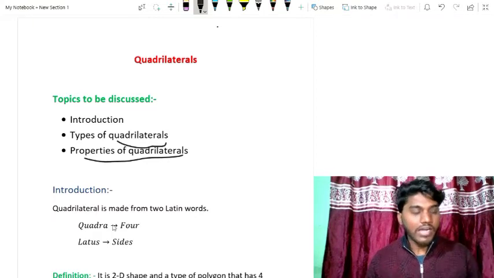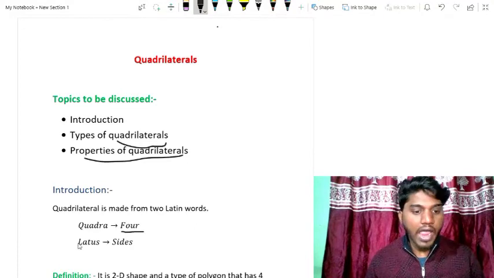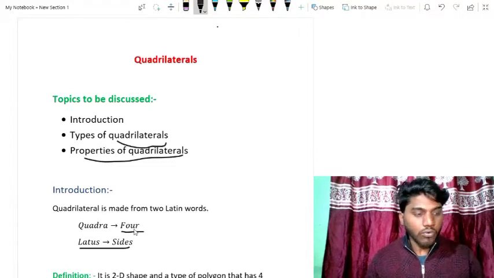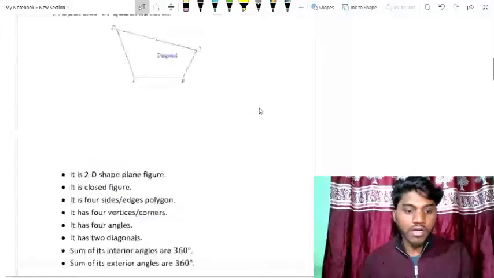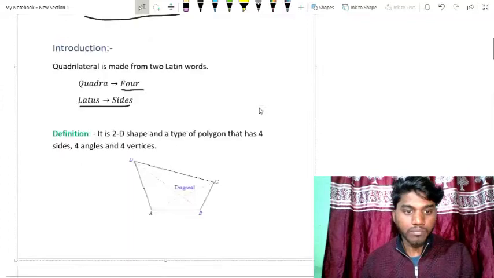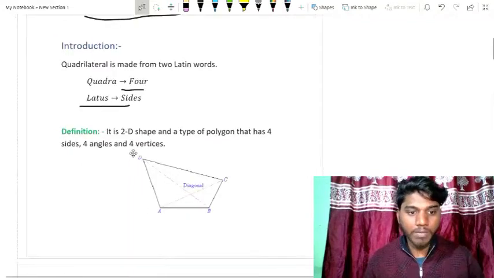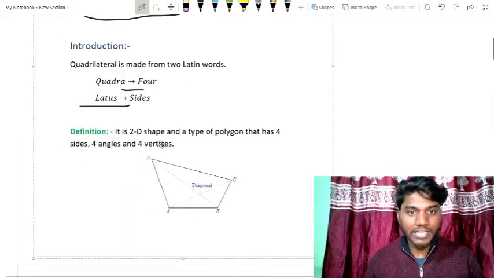First of all, introduction. Quadrilateral is made from two words: quadra and latus. Quadra means four, and latus means side. We can define it: it is a 2D shape and a type of polygon that has four sides, four angles, and four vertices, and is called a quadrilateral.